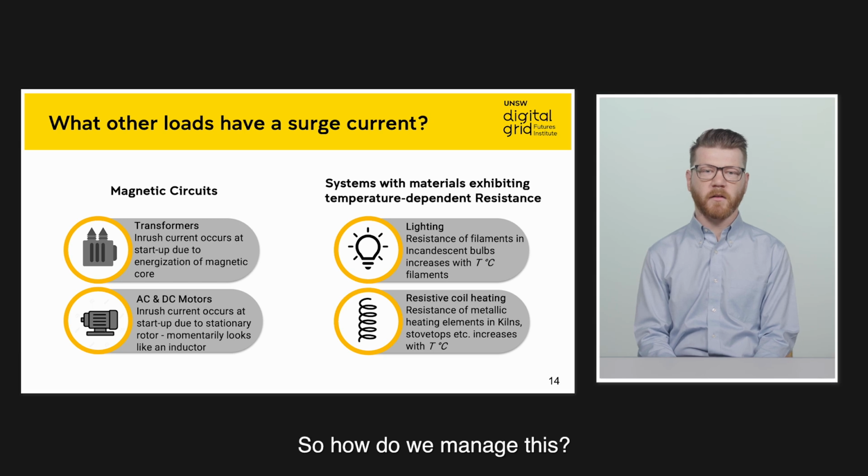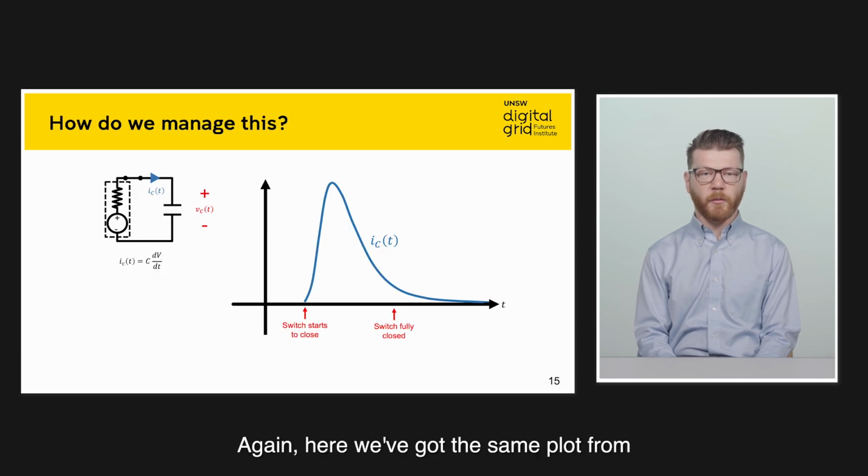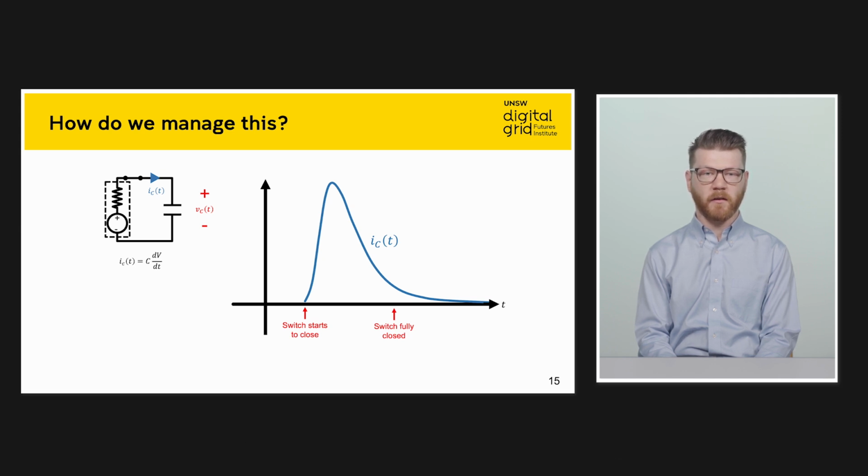So how do we manage this? Again, here we've got the same plot from before, showing an inrush current in blue. It's a current that spikes sometime after we turn the switch on and eventually returns back to steady state. In this case, we've remodeled the circuit on the left to show some resistance in series with our generator to replicate a more realistic circuit.